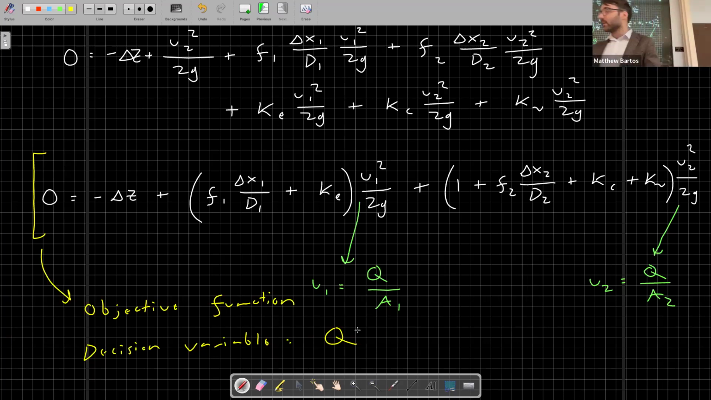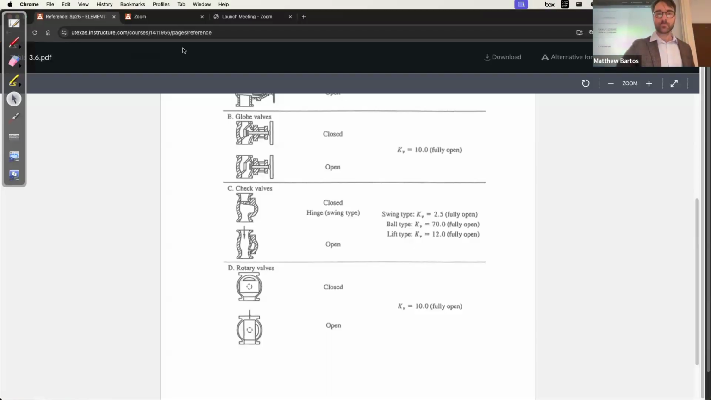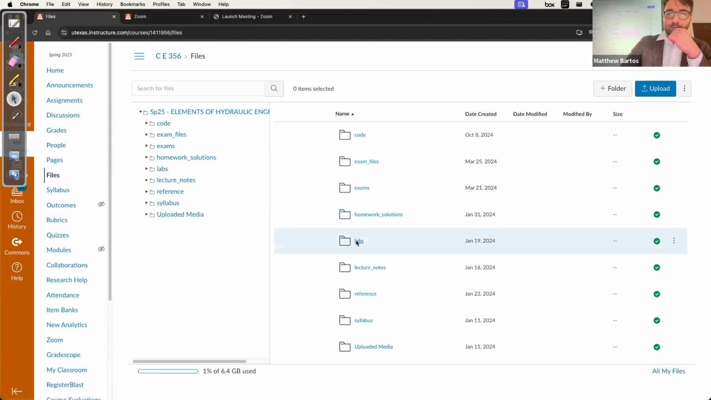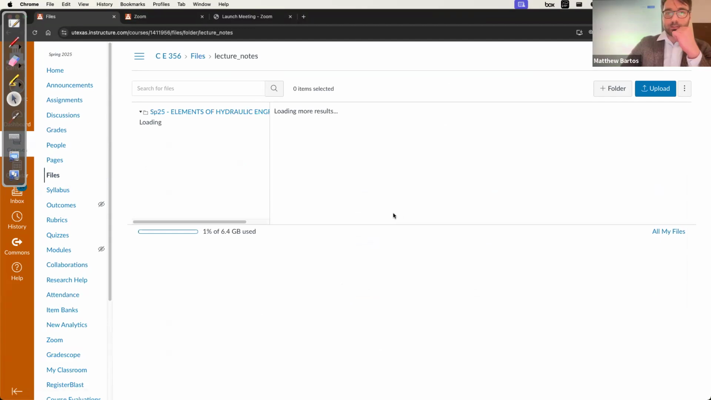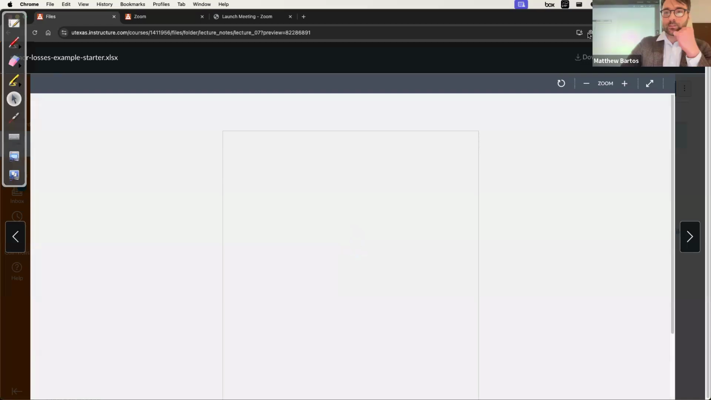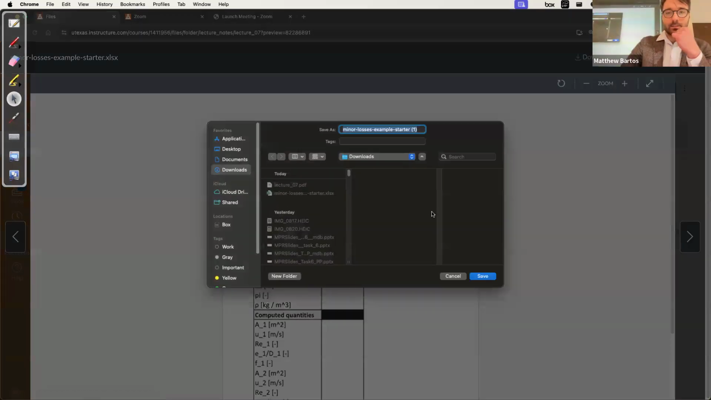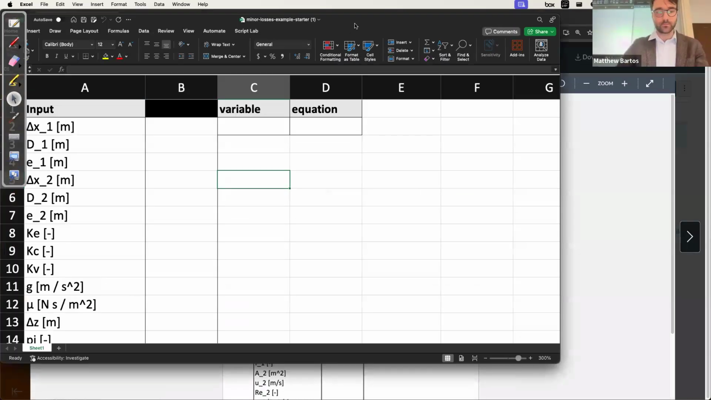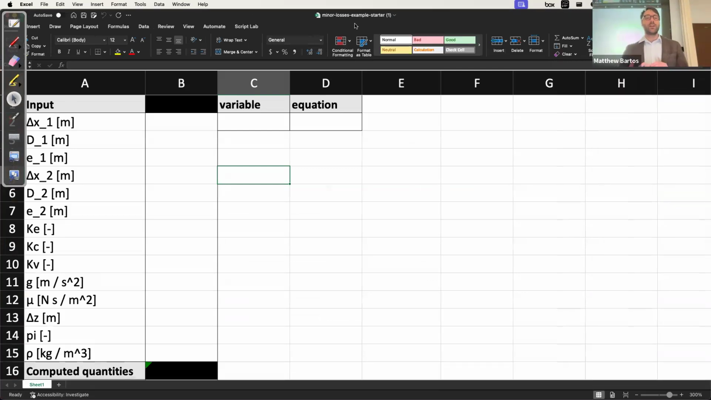So I gave you an Excel sheet at the beginning of class. Let's go ahead and open up that Excel sheet. I think I need to download it myself here. All right, so we got lecture notes, lecture 7. Let's go ahead and download it. All right, so let's go ahead and fill in these parameter values first.